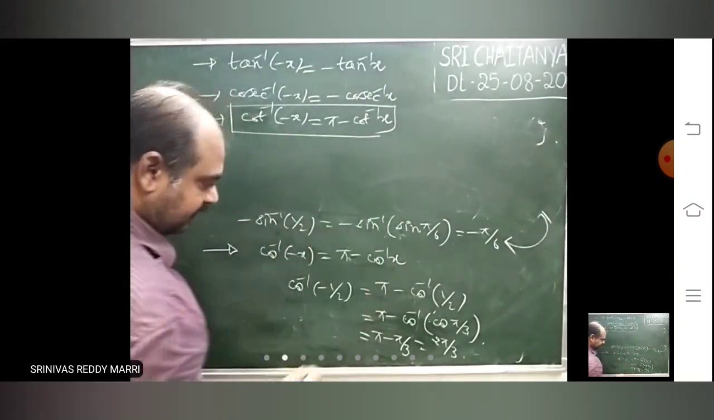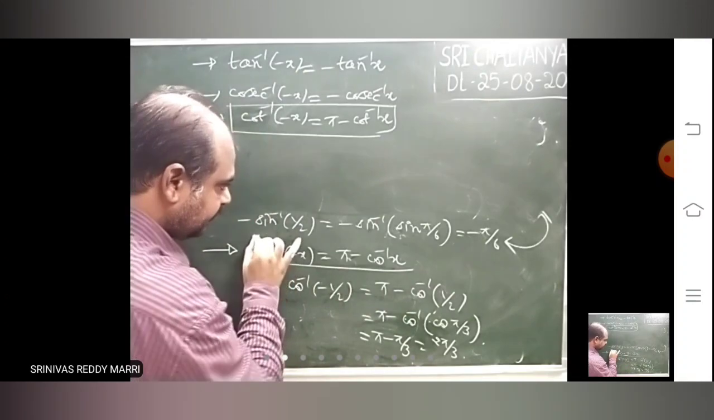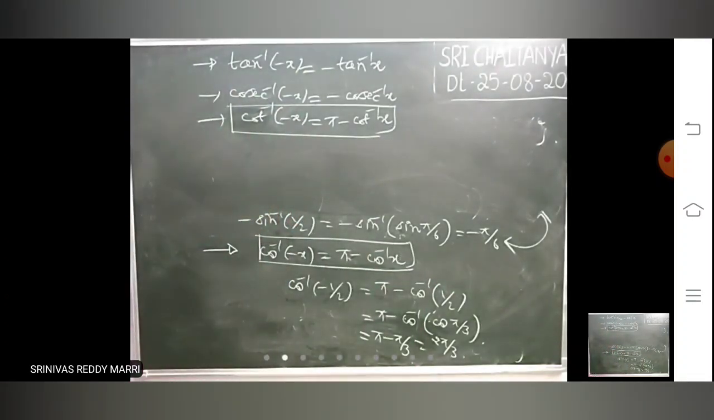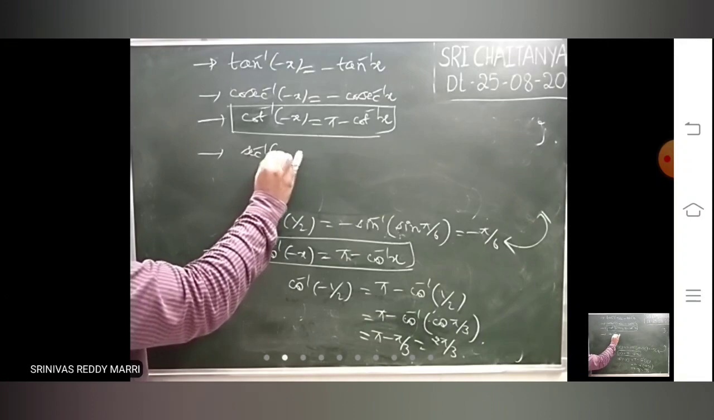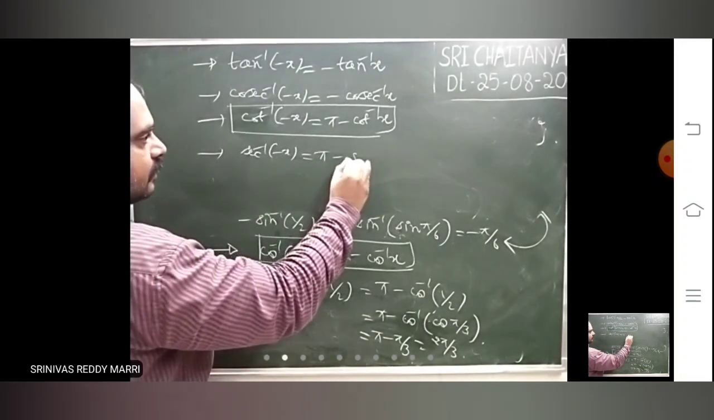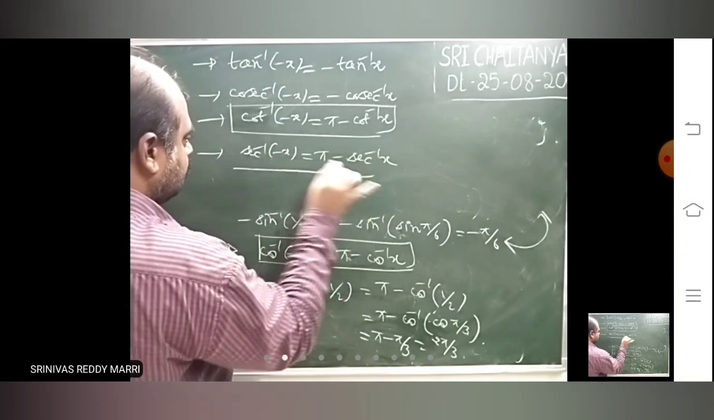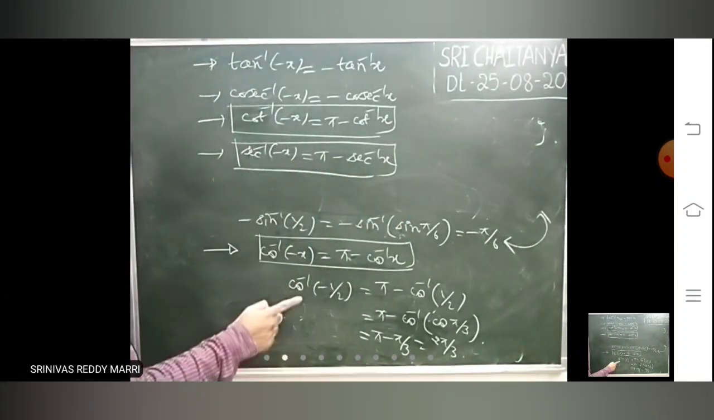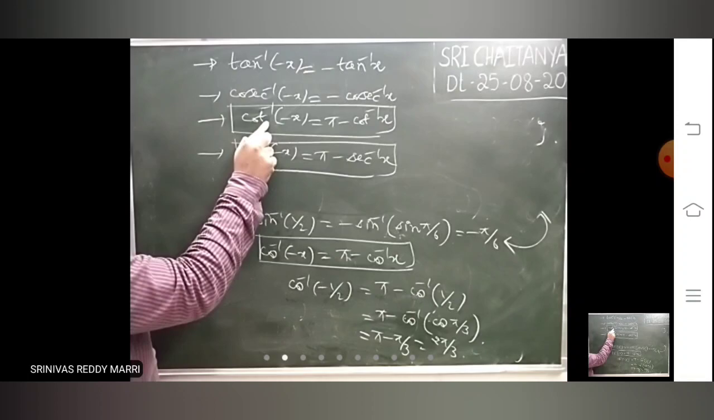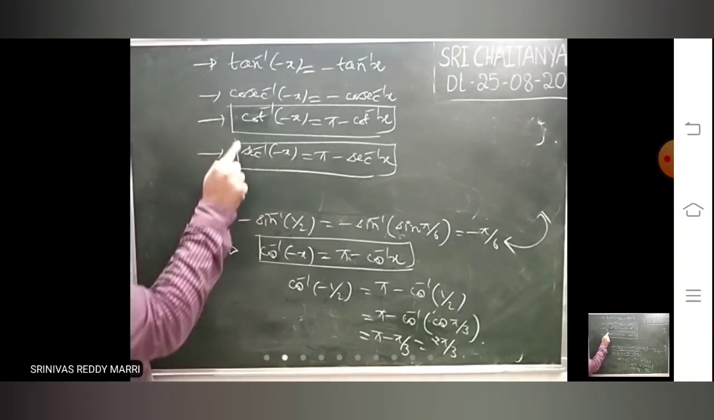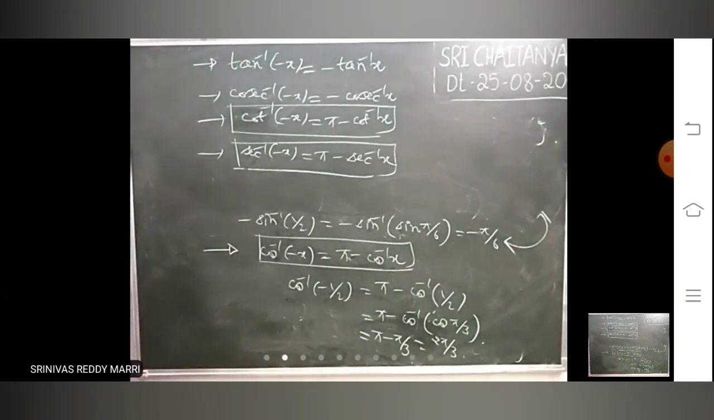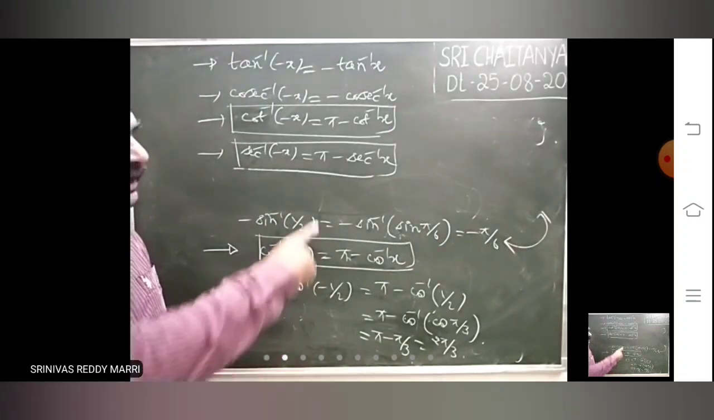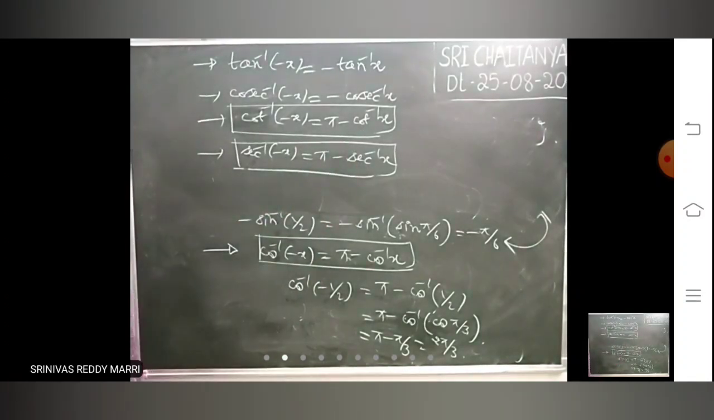For cos inverse minus x you will get pi minus cos inverse x. For cot inverse minus x you will get pi minus cot inverse x. And then for secant inverse x also you will get pi minus. You have to remember this important point. For cos inverse, cot inverse and secant inverse, for these three you will get pi minus. For the remaining functions you will just get minus outside.